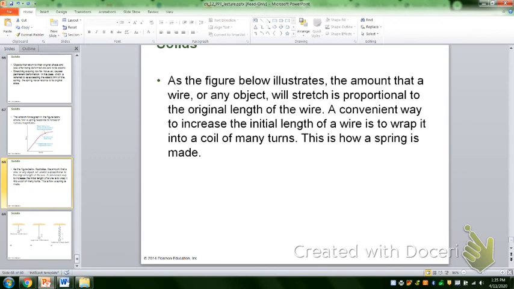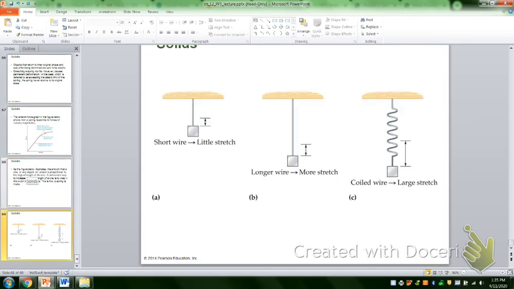As the figure below illustrates, the amount that a wire or any object will stretch is proportional to its original length. A convenient way to increase the initial length of a wire is to wrap it into a coil of many turns. This is how a spring is made, which makes sense. A spring is just a coiled wire.